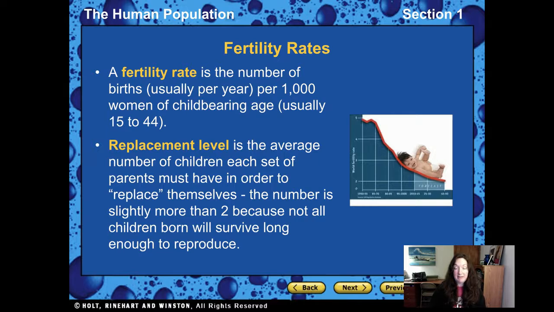The replacement level is the average number of children each set of parents must have in order to replace themselves. And you might think to yourself, well, duh, that's going to be two. You need to replace a mother and a father, you need two children. But oftentimes it's slightly more than two in a country when you're doing the average overall, because some of the children will not survive long enough to reach reproductive age.